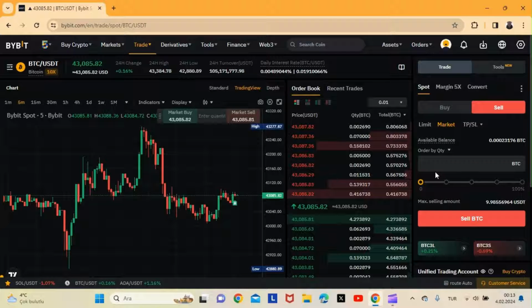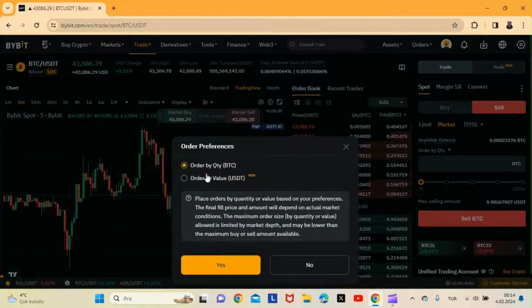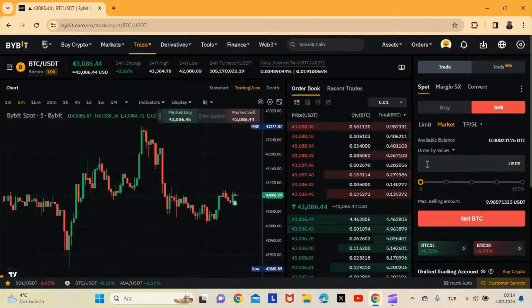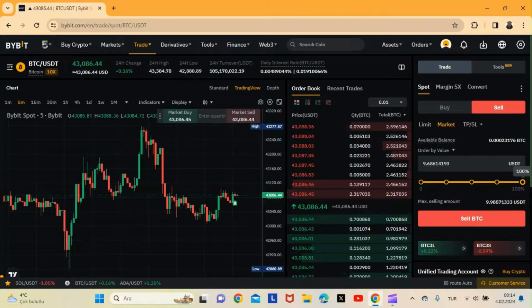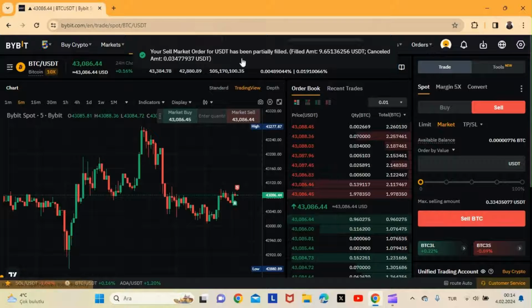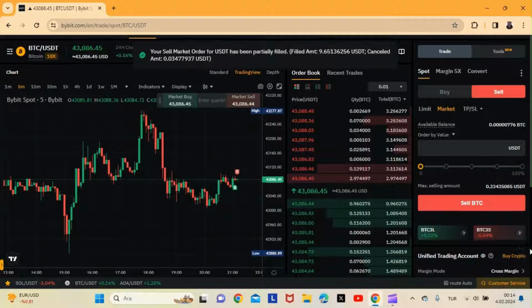You are basically saying you want to sell your Bitcoin at the current market price. All I need to do is choose the quantity you want to sell. You can select this, or you can come here and select order by value, if you just want a particular amount. You have 9.98, so if you want to sell everything, you can sell all. I'll press Sell BTC. See, my order has successfully been placed, which means I have no more BTC.